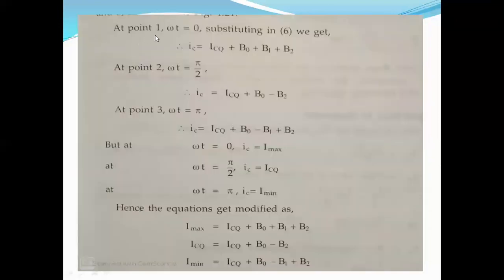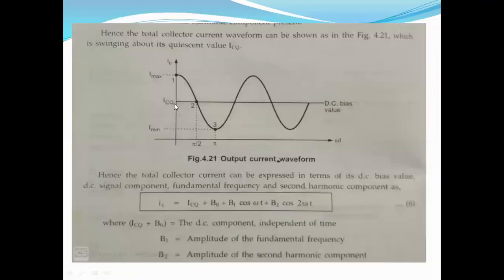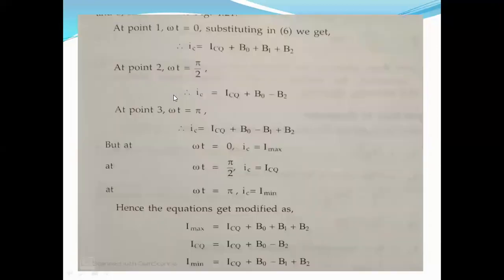So at point 1, omega t is 0. Let us consider this is point 1, on the omega t axis. Omega t is 0, then pi by 2, then pi. These are the 3 points. At the first point, omega t is 0, and the current is maximum, that is I max. So let us derive the equations next.